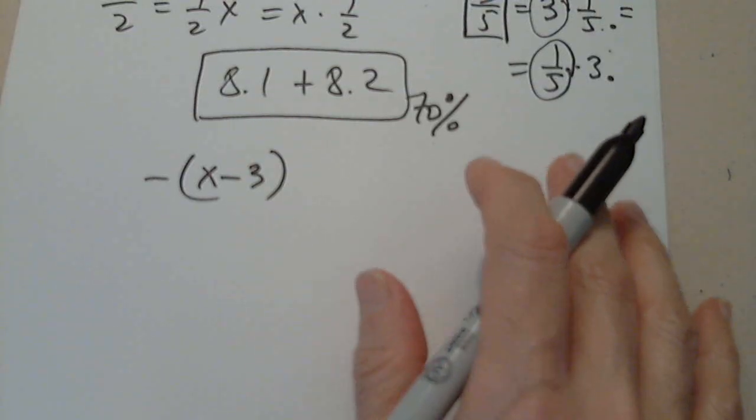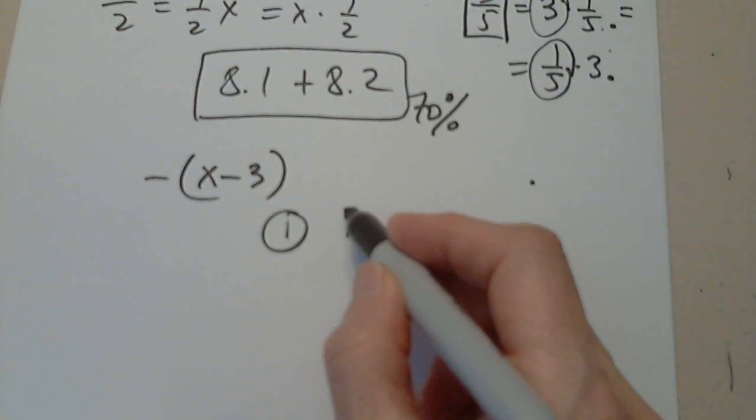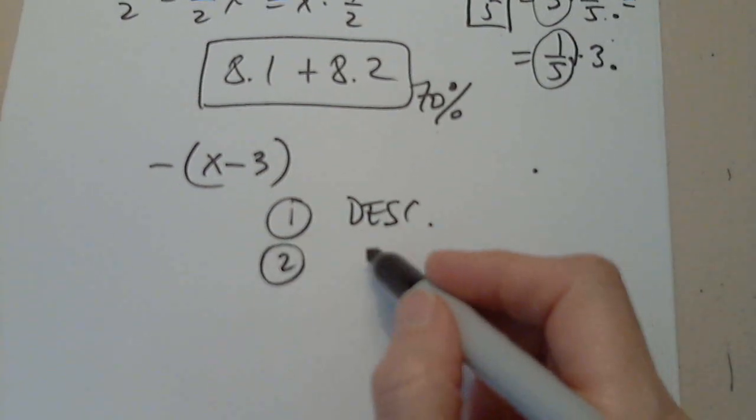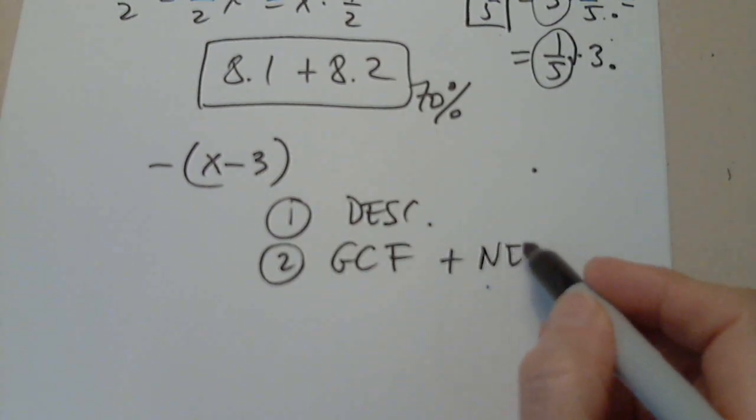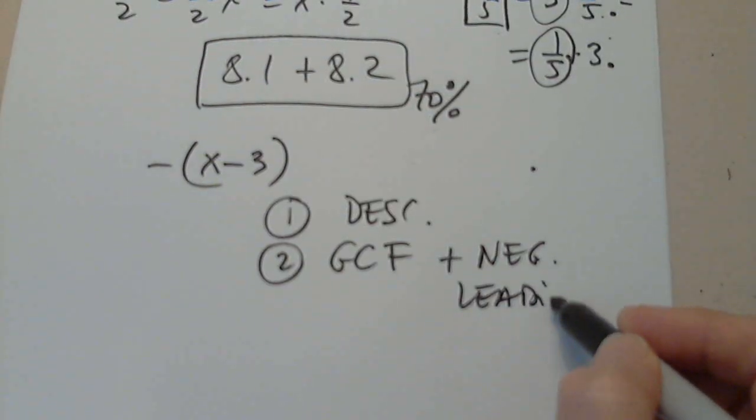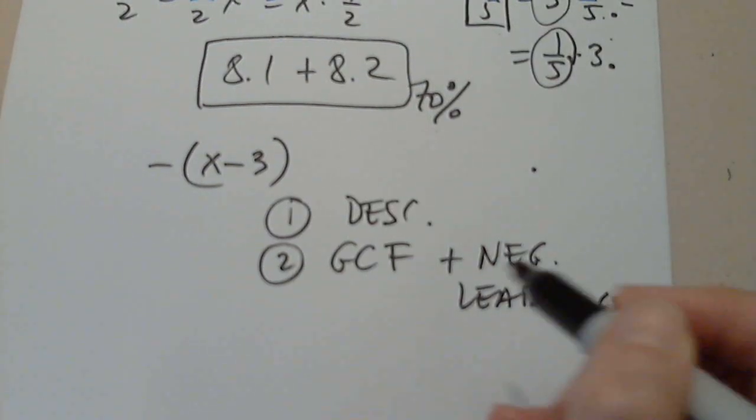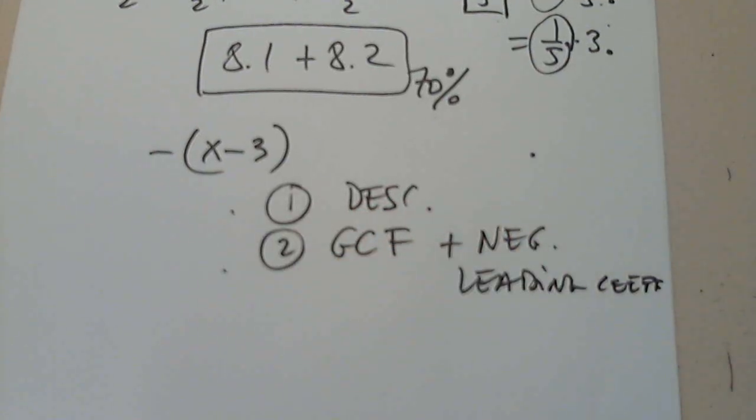The strategy of factoring is number 1, descending order. Number 2, greatest common factor, and negative leading coefficient. So that's the strategy of factoring. These are the first steps. So you have to make sure that the polynomial is in descending order, and then you have to factor out the greatest common factor and the negative leading coefficient. If you don't do that, then you're going to make it way more difficult. Yeah, okay, I understand. The negative leading coefficient has to go outside. Yes. Okay. Because what we're working on now is messing me up.